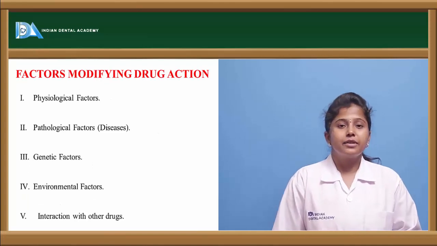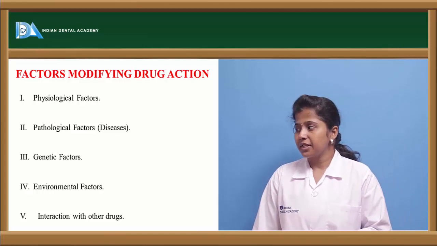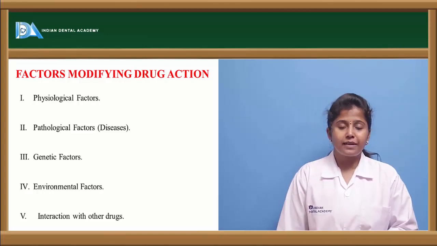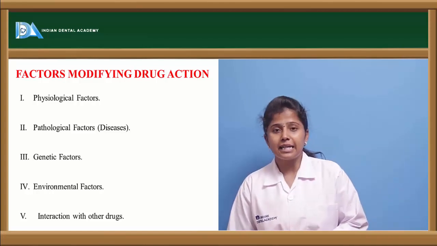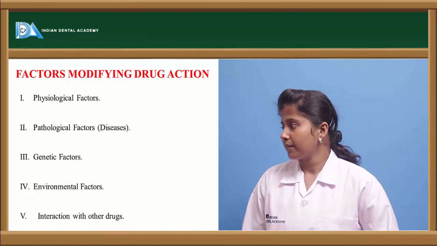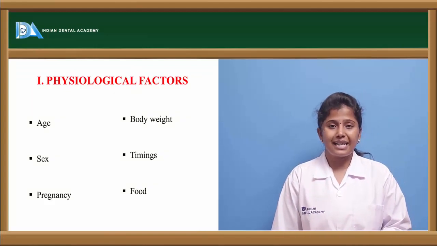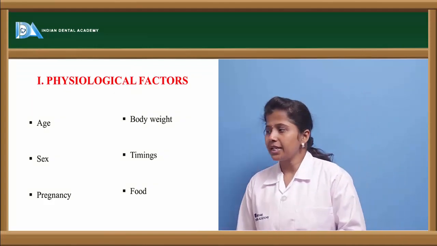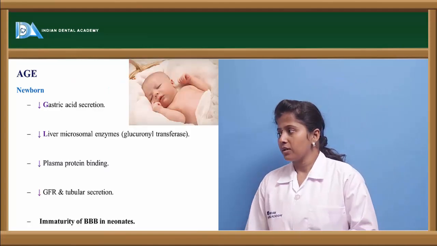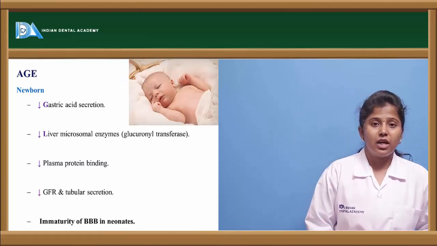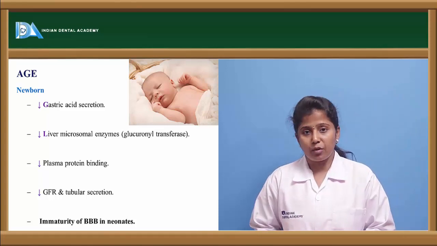And so, the various factors which are involved in modifying the drug response are physiological factors, pathological factors, environmental factors, genetic factors, and interaction with other drugs. Physiological factors are like age, sex, pregnancy, body weight, timings, as well as food. Let us see age. In different age groups, what drug responses can we see?